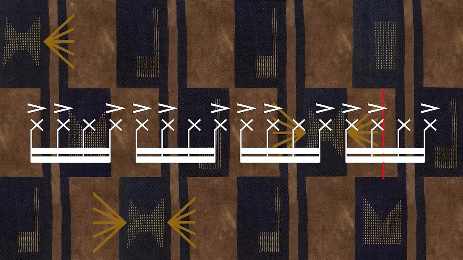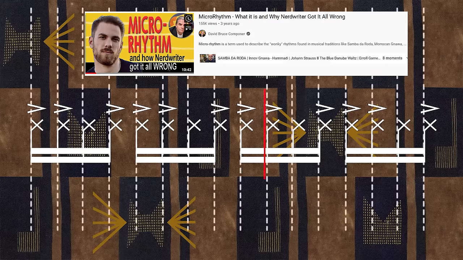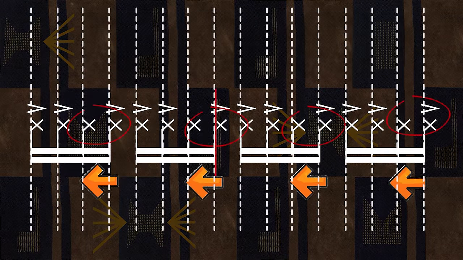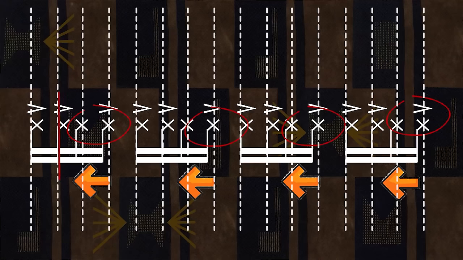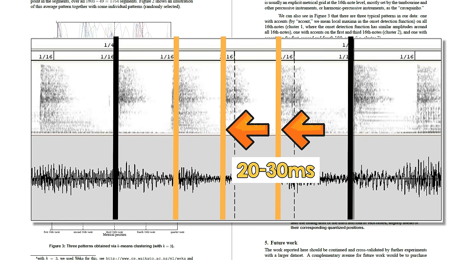I've talked about this rhythm before on my video about microrhythm. The 16th notes that you hear in the samba are wonky, so that in every group of four 16th notes, the third and fourth notes are slightly rushed, slightly early. According to one study, they're played an average of 20 to 30 milliseconds before the beat.